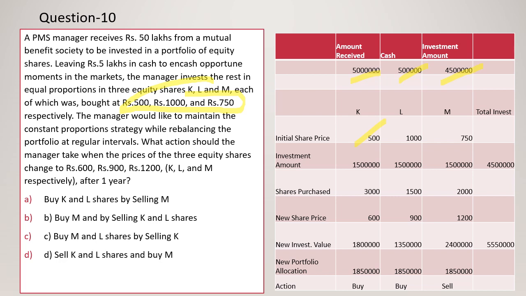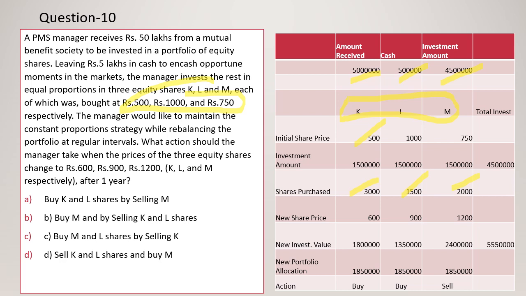Now if you are buying shares at 500 each and 15 lakhs is the investment, you will end up having 3,000 shares. Similarly, when the price is 1,000 and you have 15 lakhs to invest, you will end up buying 1,500 shares. And when you have 750 as the initial share price and 15 lakhs to be invested, you will end up buying 2,000 shares, right? So what do we see here? We see here that the fund manager has bought 3,000, 1,500 and 2,000 shares of the 3 equities, K, L and M, with 15 lakhs, 15 lakhs and 15 lakhs each.